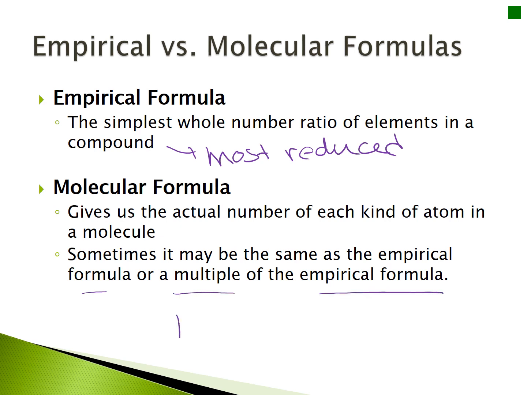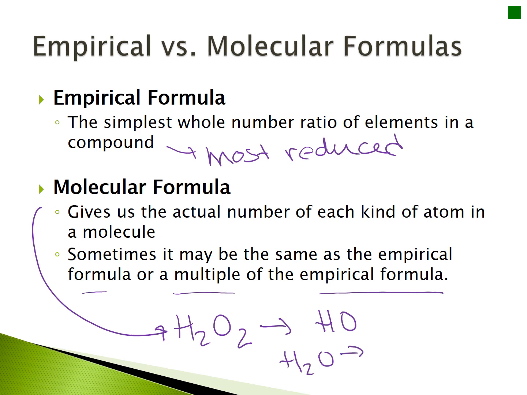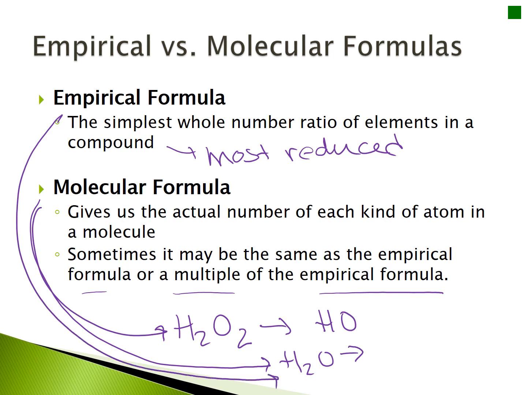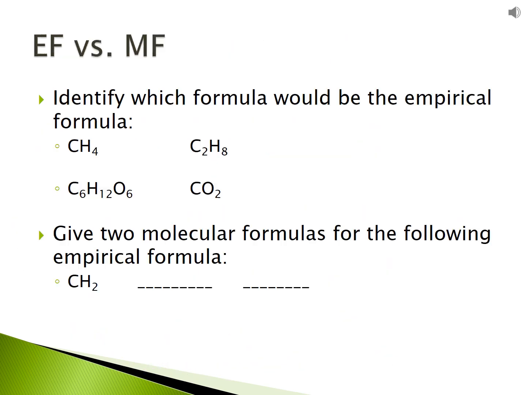So for example, if I had H2O2, this would be considered a molecular formula. Its empirical would be HO. But in the example of, let's say, water, H2O, this would be both its true formula, which would be its molecular, and it would also be its empirical, because that reduced would be the exact same thing.